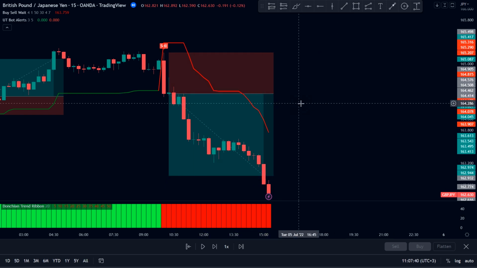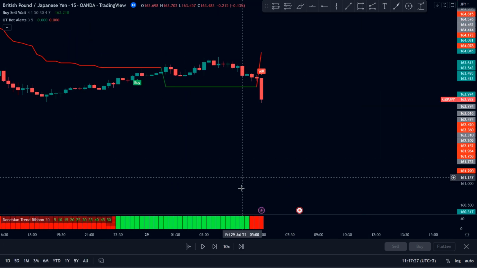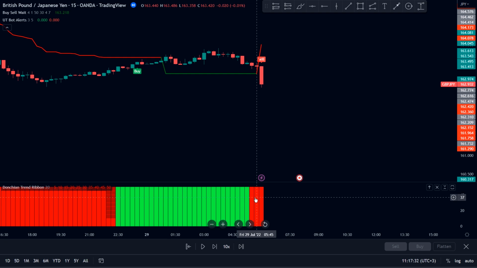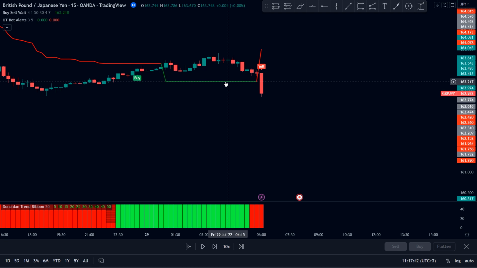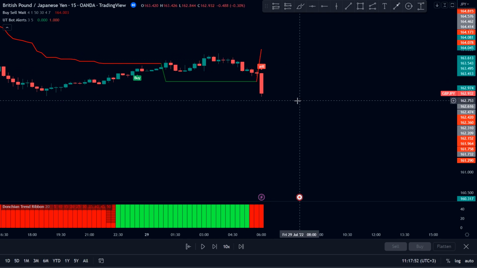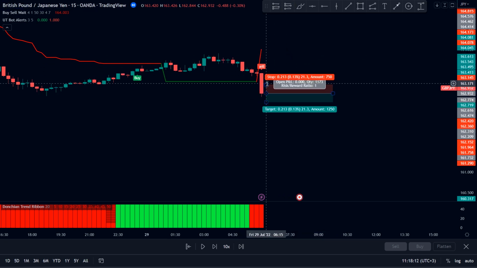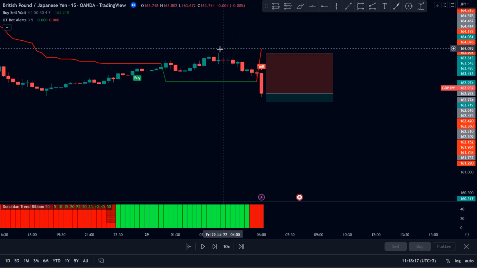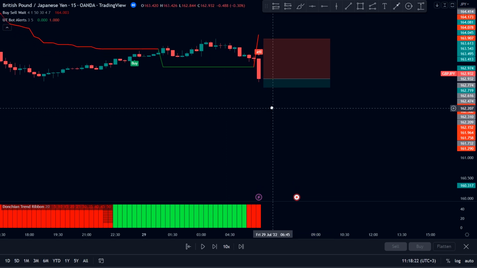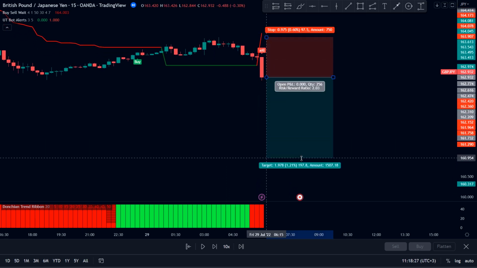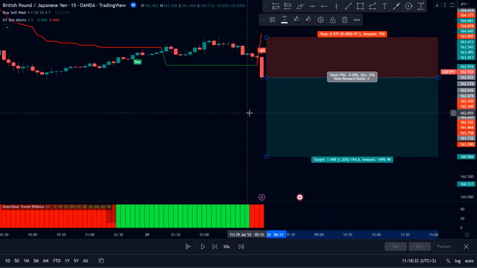Now here's another example. As we can see here, the Donchian trend ribbon changed color from green to red, and at the same time the buy-sell wait indicator was also colored in red. Finally, we see that the UT bot alert printed a sell signal, so this becomes our entry candle. We enter a short trade here, set our stop loss above the most recent swing high, which is this one right here. And for the take profit, we're gonna set it at 2 times the risk. We let the trade run.